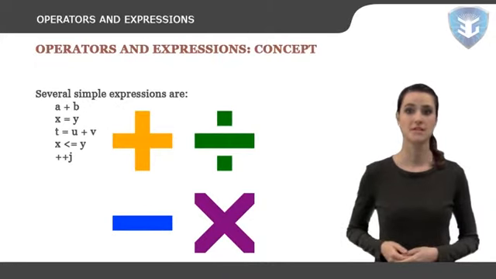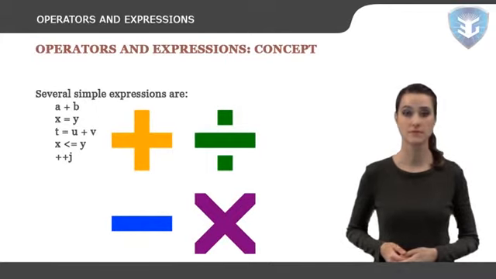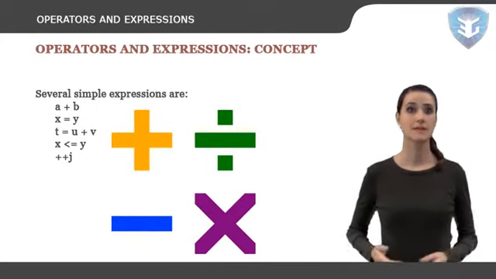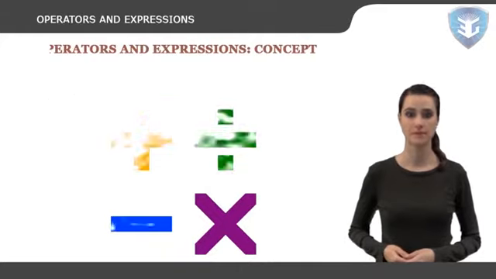The fourth expression takes the value 1, true, if the value of x is less than or equal to the value of y. Otherwise, the expression takes the value 0, false. Here, less than or equal to is a relational operator that compares the values of x and y. The final example causes the value of j to be increased by 1.